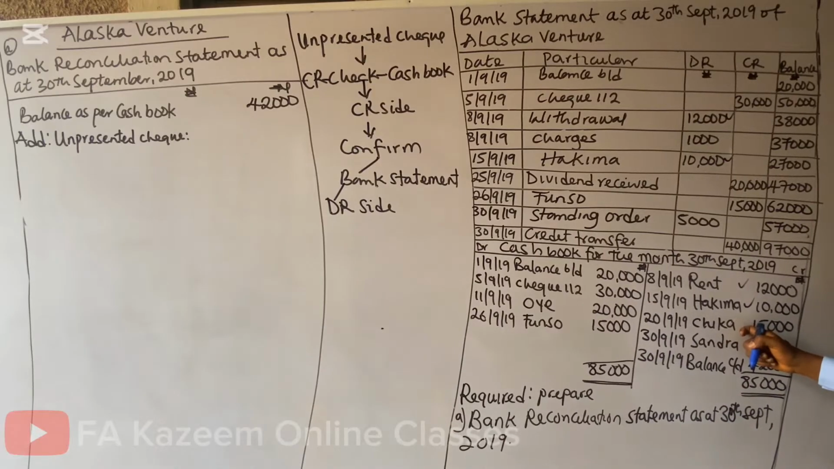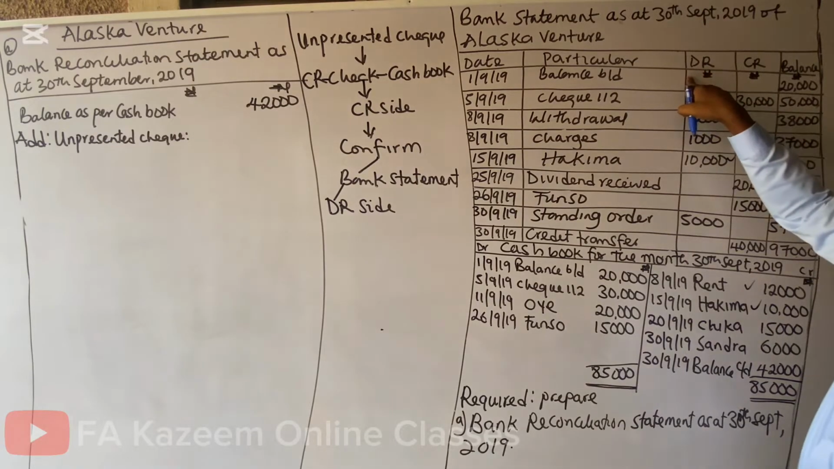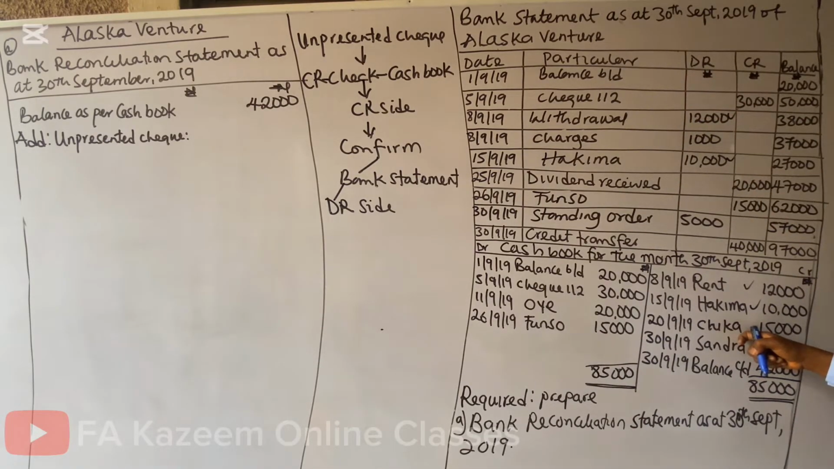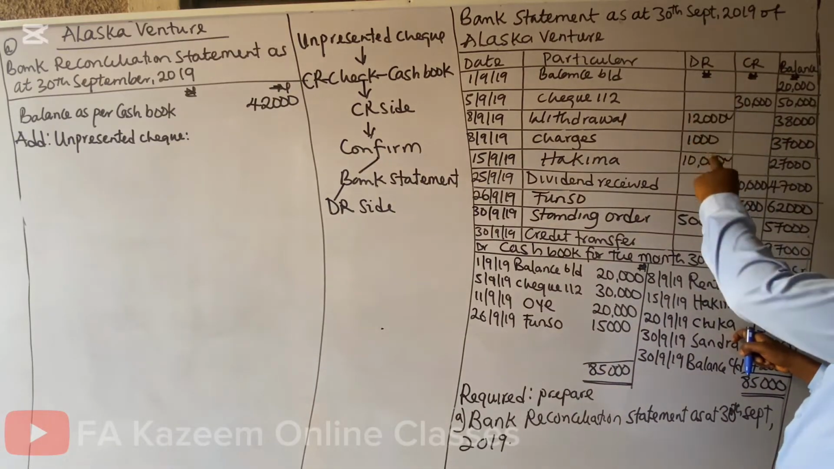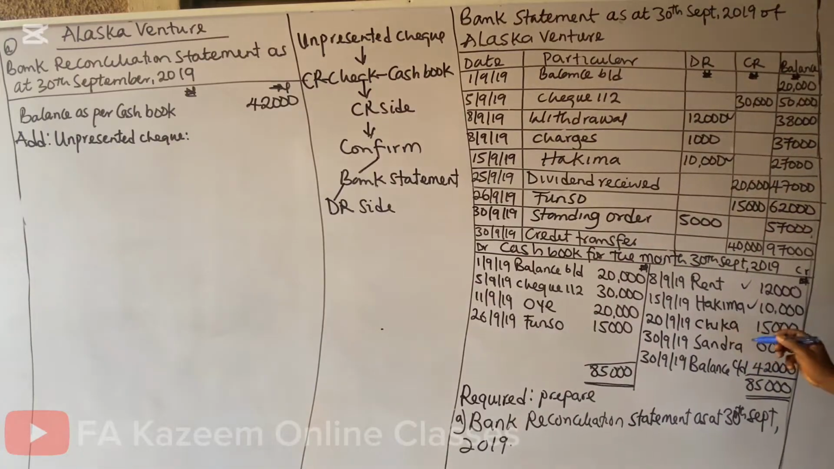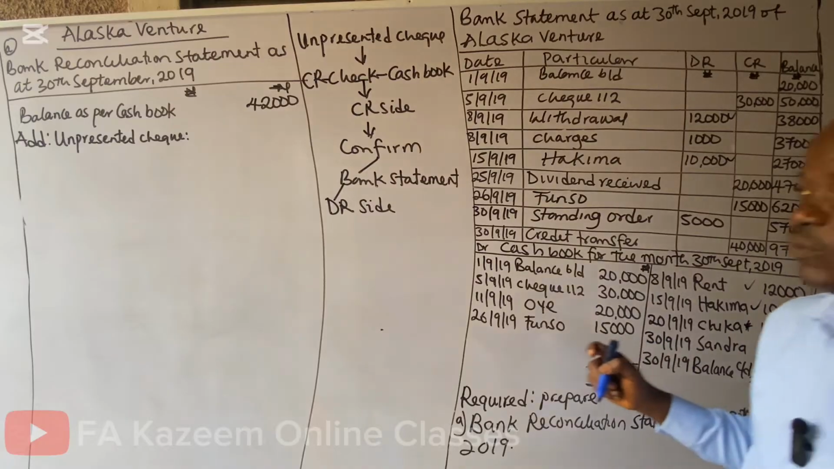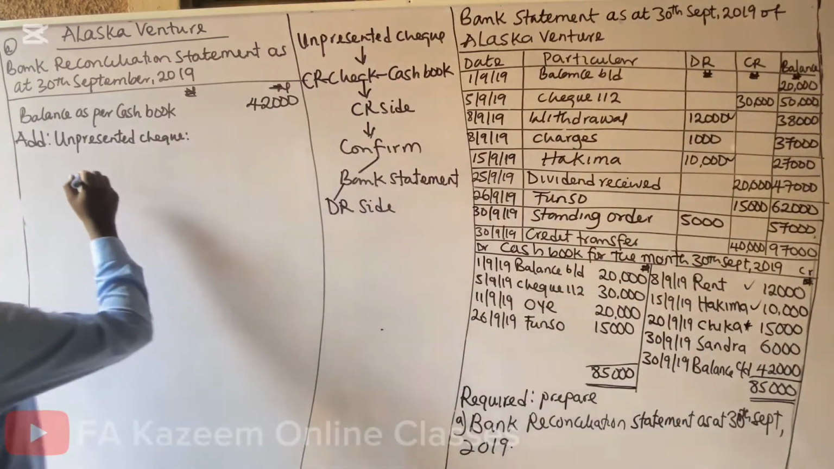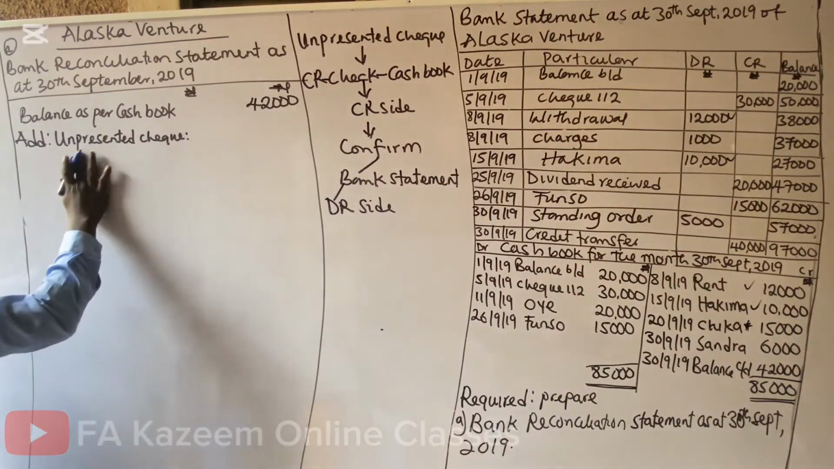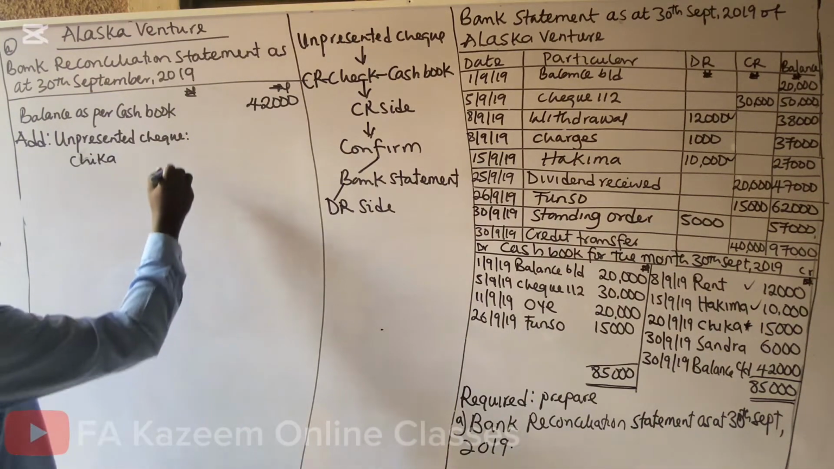15,000 was given to Chika to withdraw because this is an outflow. When you credit it as an outflow, the bank will debit. Let's confirm whether Chika took this check to the bank. We have done our confirmation on the debit side. There's no 15,000 naira. Meaning the first unpresented check has been discovered, and that is Chika. Chika, how much?